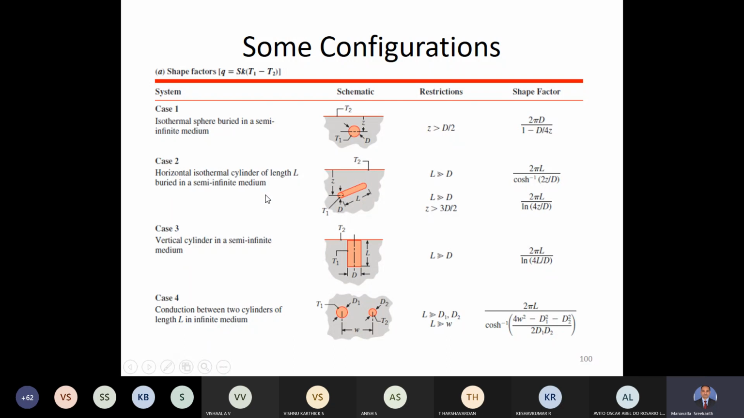Likewise, here there is a horizontal isothermal cylinder and a vertical cylinder in a different configuration. Then here, conduction between two cylinders of length L in an infinite medium. So if you bury two cylinders in some medium, what will be the interaction between them? What will be the heat transfer between them? Something like that we can also find out. So these are the tabulated shape factors. Now not all of the shape factors that you see on the screen, but some of them are already given to you on page number 61 of your data book.